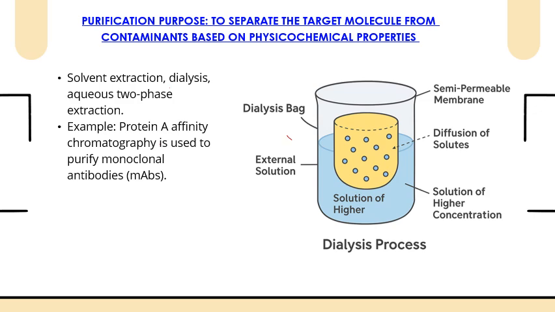This is the dialysis process. This is a diagram to show the dialysis process. Usually in the dialysis process, we have a dialysis bag or tube made from a semi-permeable membrane. This membrane allows the passage of small molecules, such as salt, but it retains larger molecules like protein or DNA.